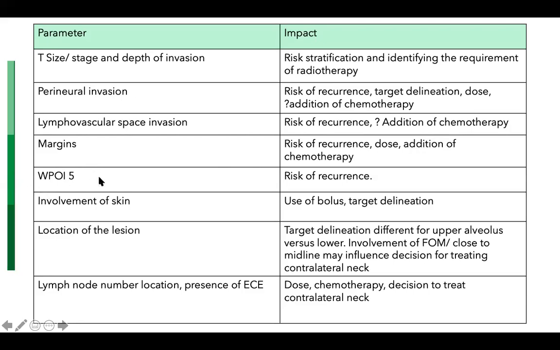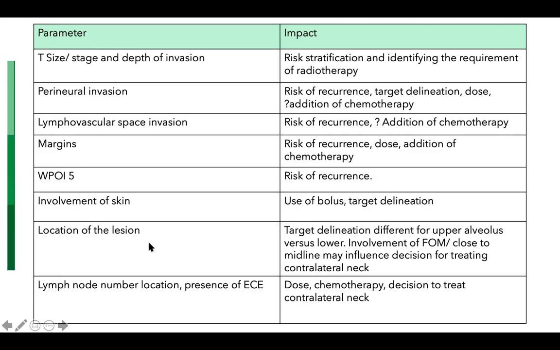So if somebody has a worst pattern of invasion 5, even in a tumor which is less than 2 centimeters in size, they have almost a 40% chance of local recurrence. And therefore, this is a group of patients that should be considered for radiotherapy at least. Involvement of the skin will, of course, change the stage, but will also determine during planning whether we want to use a bolus. It will impact how we are going to delineate the target, because we will definitely include the skin and treat it to a high dose.